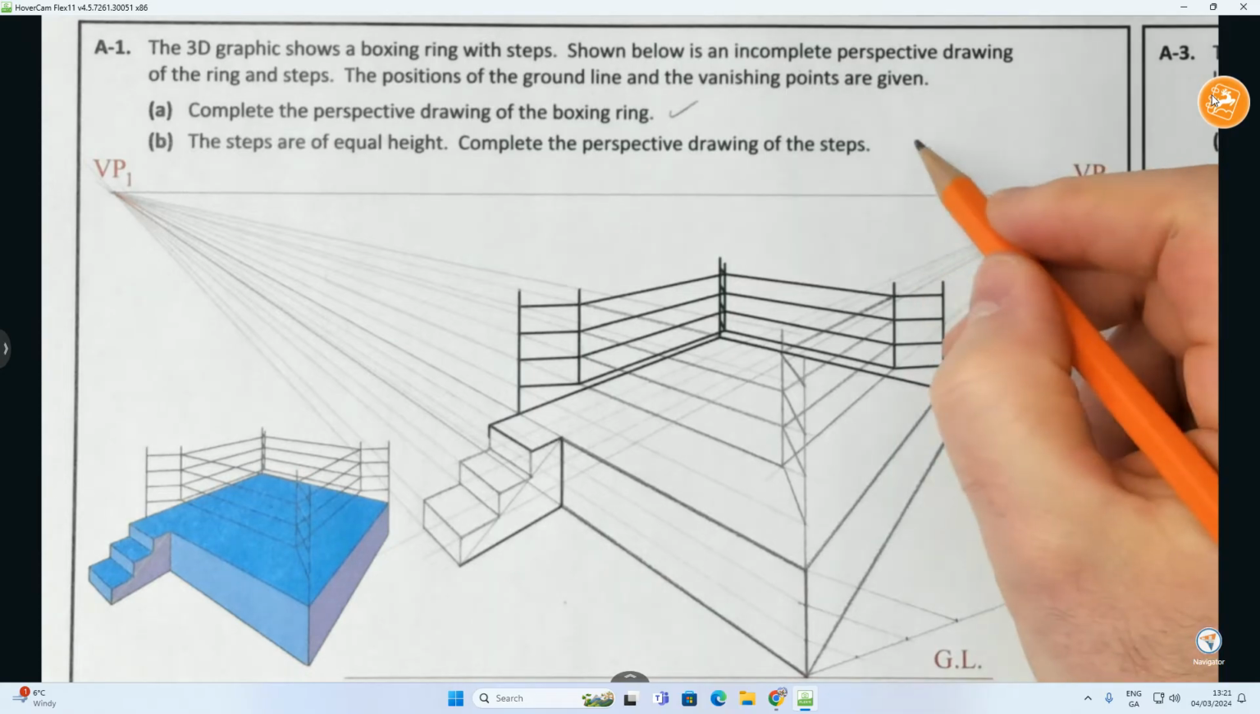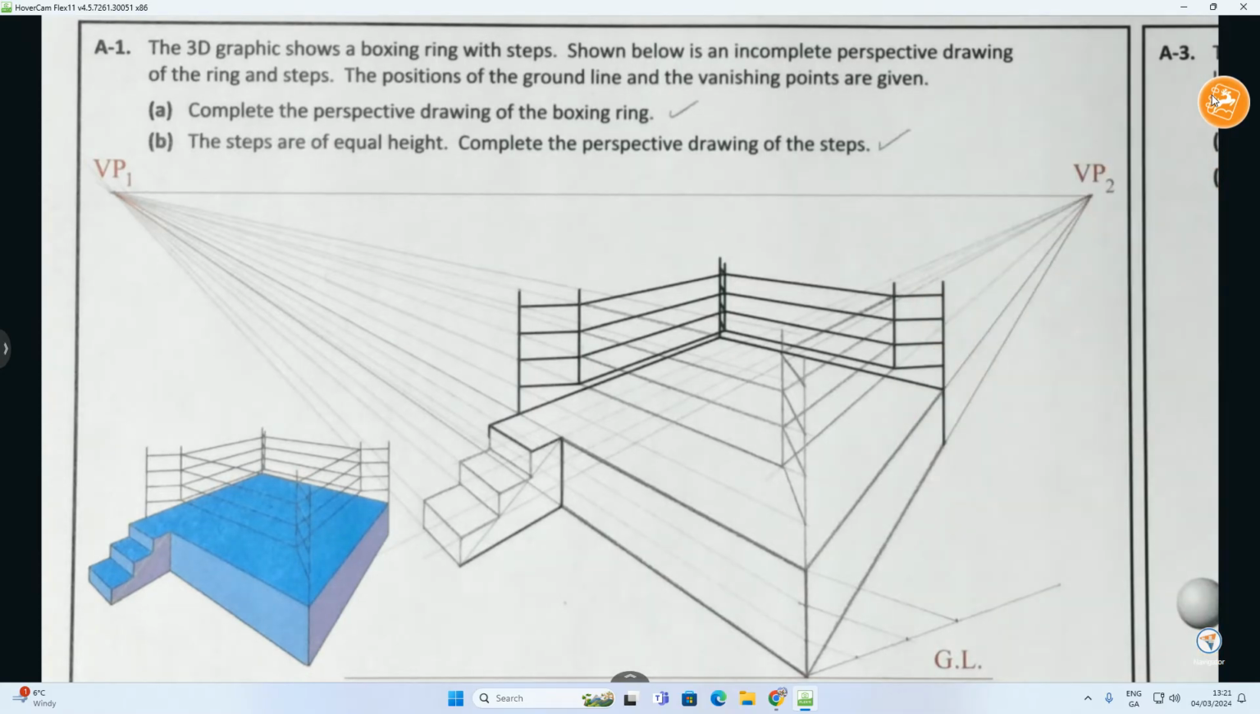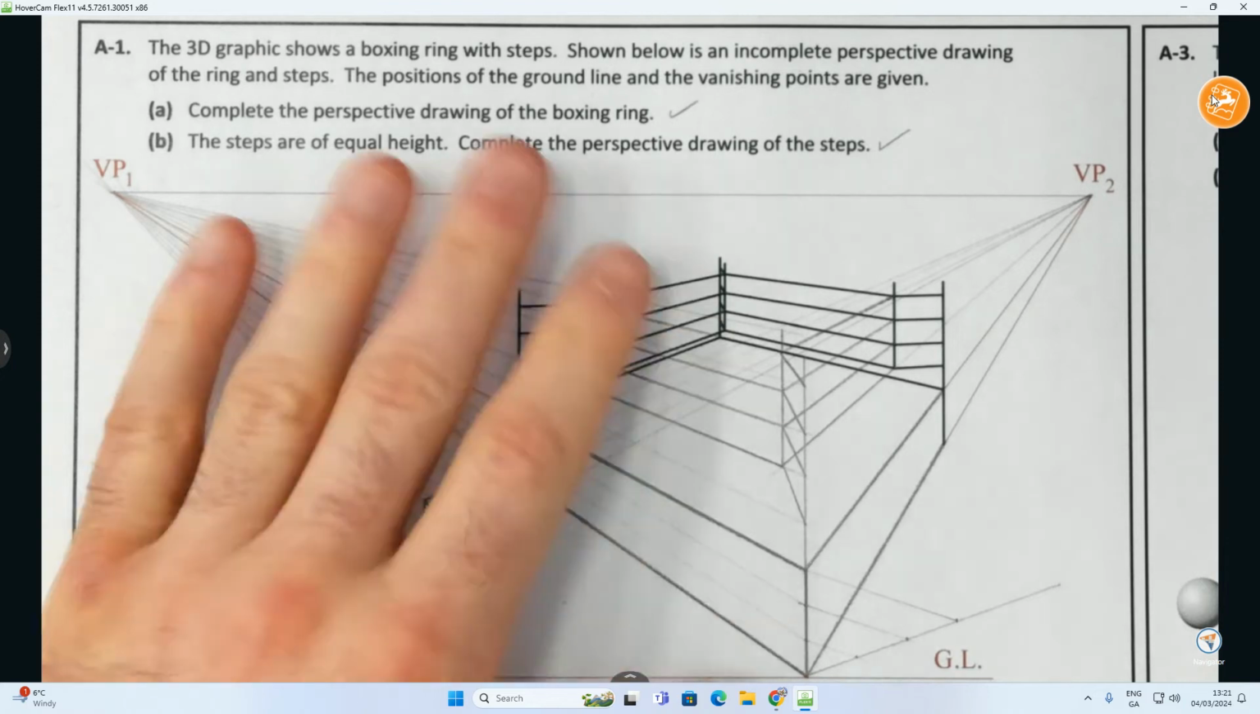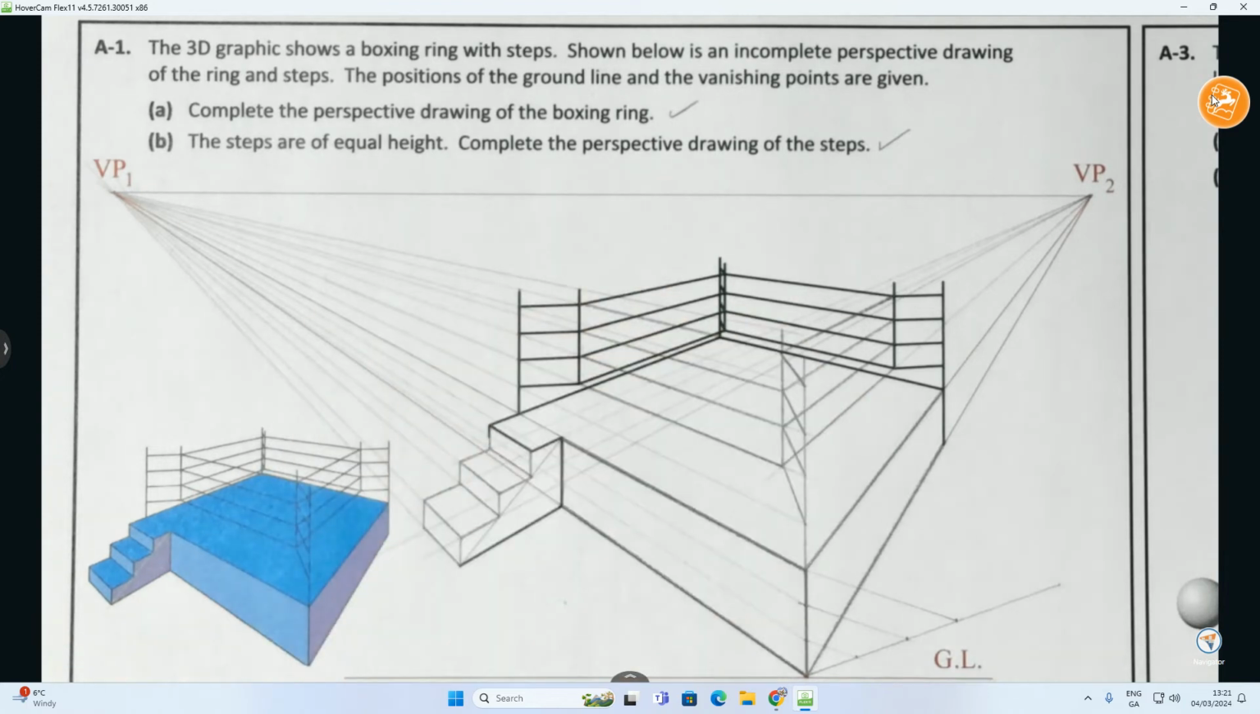The steps are of equal height. Complete the perspective drawing of the steps. Part B of the drawing done. A little bit tricky, just kind of in the accuracy in that question, okay? So very important, you have a good sharp pencil, okay? Mine's gone a little bit blunt now, but a good sharp 2H pencil and you should be absolutely fine.